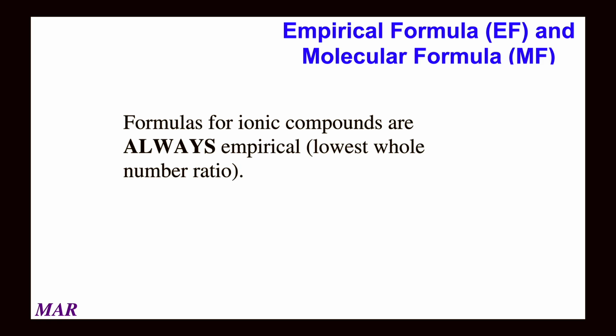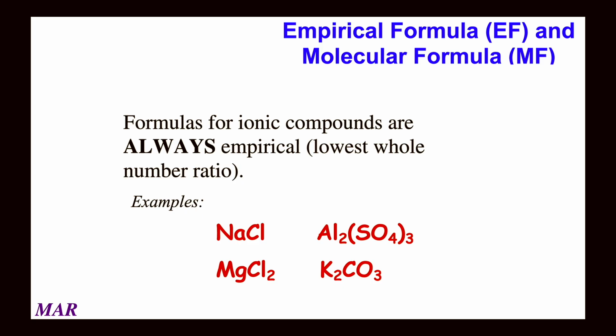The formulas for ionic compounds are always the empirical formula. That's a nice thing about ionic compounds, but it's mostly the covalent ones which we have to worry about. These are all examples of ionic compounds, and they're always the empirical smallest whole number ratio: NaCl, MgCl2, K2CO3, which has polyatomics, etc. Notice here there's no Mg1/2Cl. Chemists usually don't like fractions, so don't do anything with fractions if you can help it. These are smallest whole number ratios. It makes everything a little bit easier.